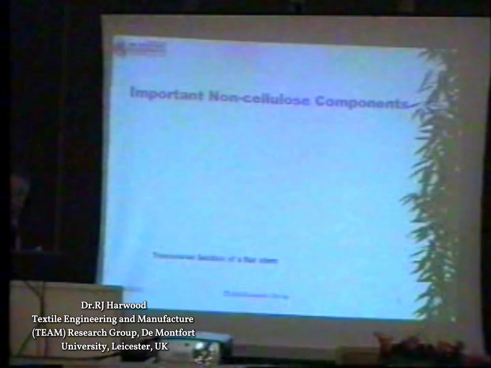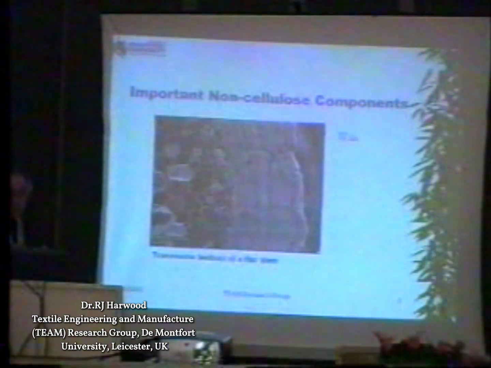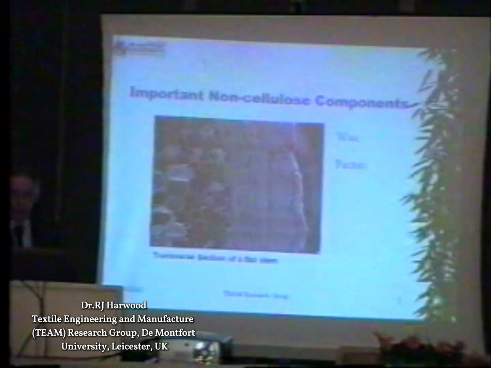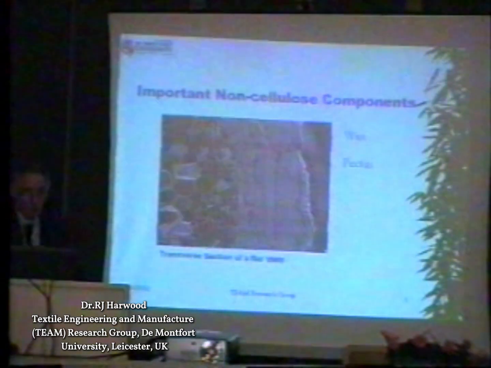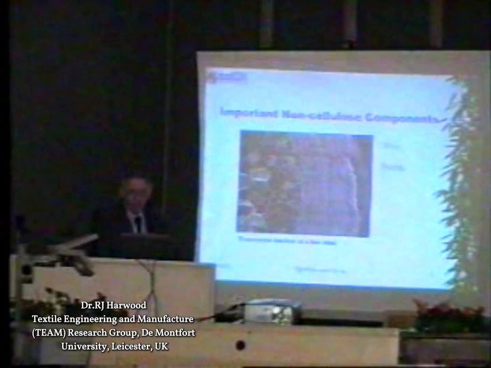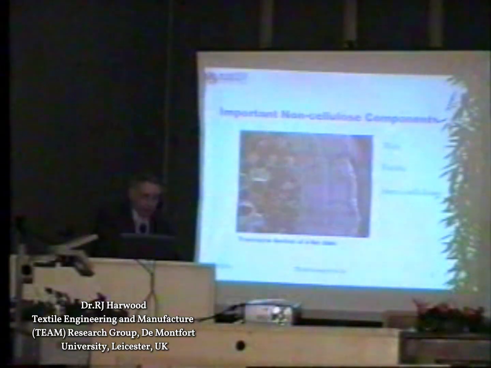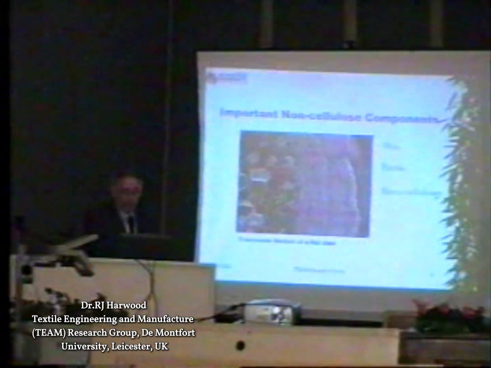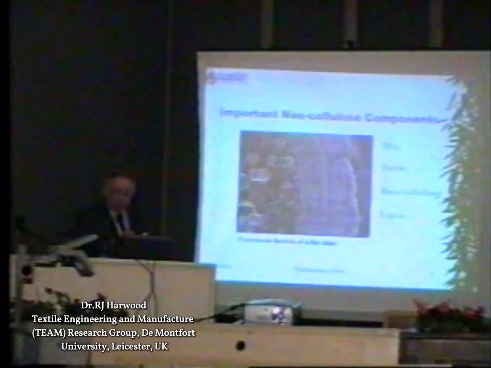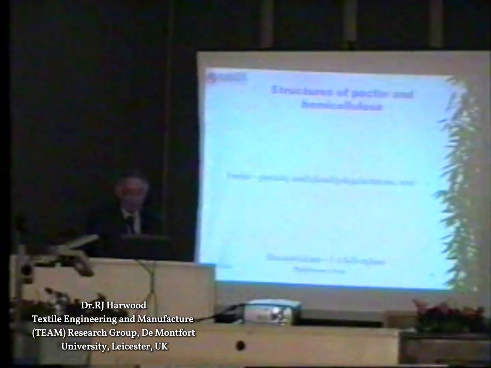We have a series of non-cellulosic components which we're interested in. We're certainly interested in the importance of the surface wax. That's a crucial factor. Pectin is the main material which is removed during retting. We have hemicelluloses, which we are not going to talk about very much today. They're not critical. But we also have a compound called lignin, which I believe is.